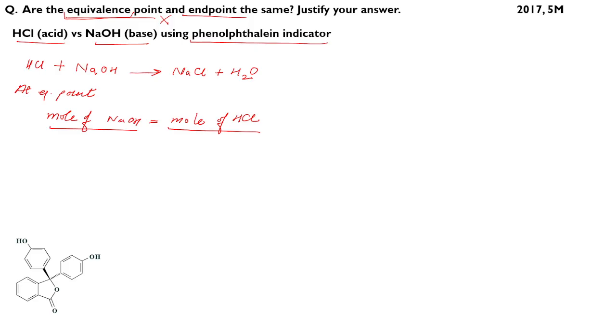This is actually a theoretical point. This is the theoretical point, but it is difficult to understand where this reaction has been completed because we don't have any visual indication about that. So we use an indicator, phenolphthalein.